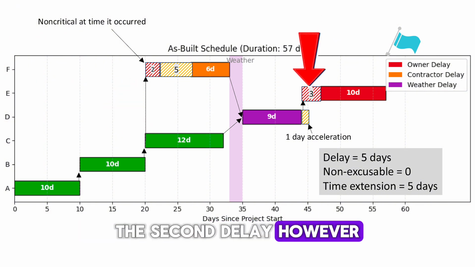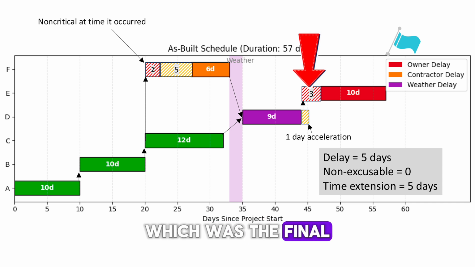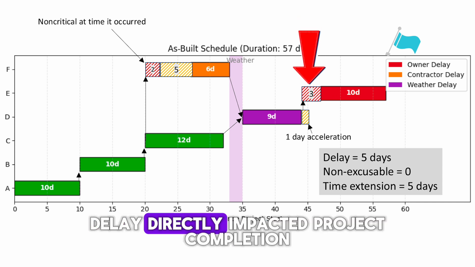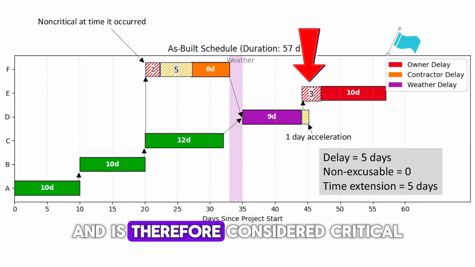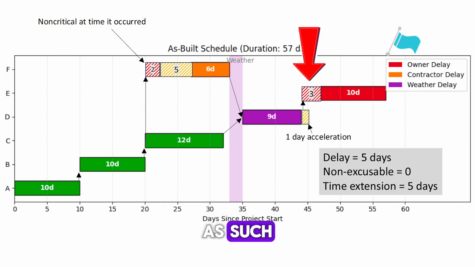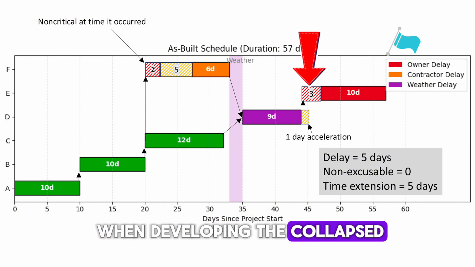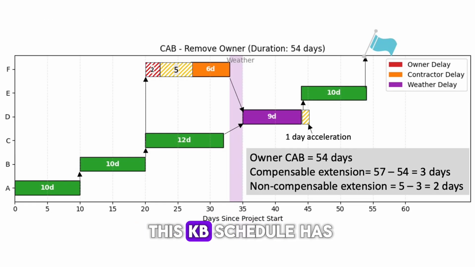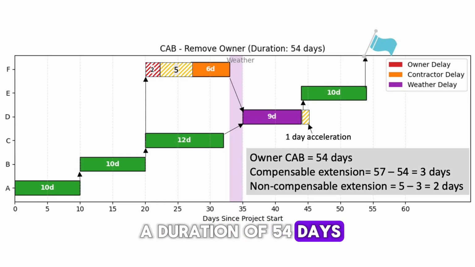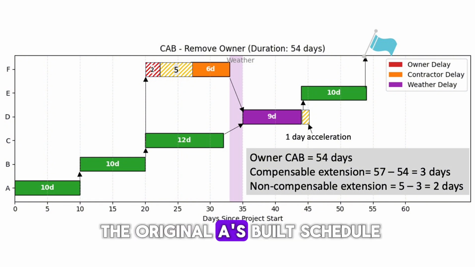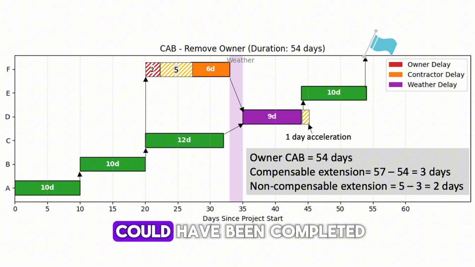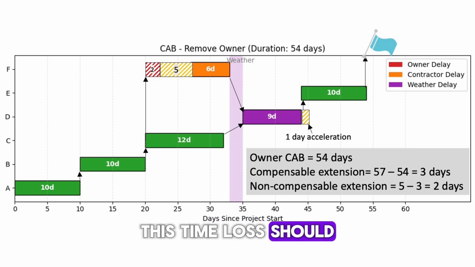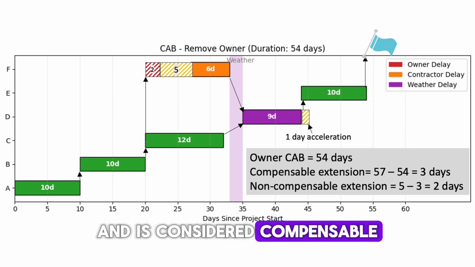The second delay, however, affected activity E, which was the final activity in the network and on the critical path at the time. This delay directly impacted project completion and is therefore considered critical. As such, we remove this delay when developing the collapsed as-built schedule. And here's the result. As you can see, this CAB schedule has a duration of 54 days, 3 days shorter than the original as-built schedule. This means the project could have been completed 3 days earlier if not for the owner's delay. Therefore, this time loss should be attributed to the owner and is considered compensable.